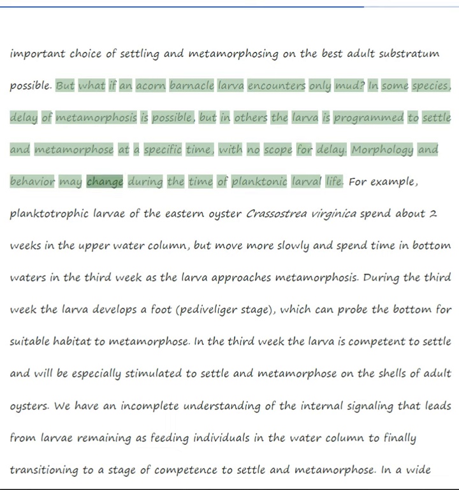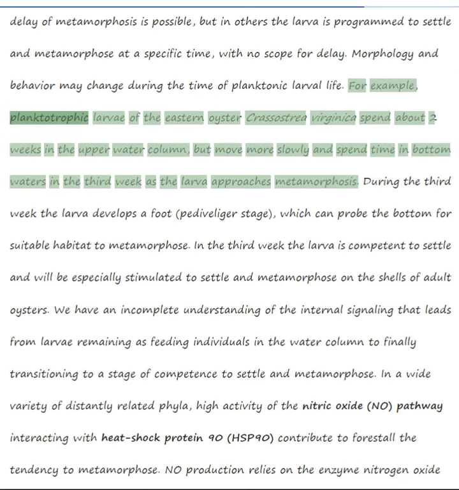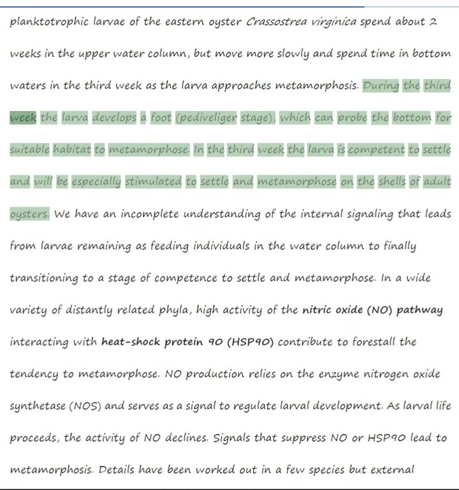Morphology and behavior may change during the time of planktonic larval life. For example, planktotrophic larvae of the eastern oyster Crassostrea virginica spend about 2 weeks in the upper water column, but move more slowly and spend time in bottom waters in the 3rd week as the larva approaches metamorphosis. During the 3rd week, the larva develops a foot, which can probe the bottom for suitable habitat to metamorphose. In the 3rd week, the larva is competent to settle and will be especially stimulated to settle and metamorphose on the shells of adult oysters.